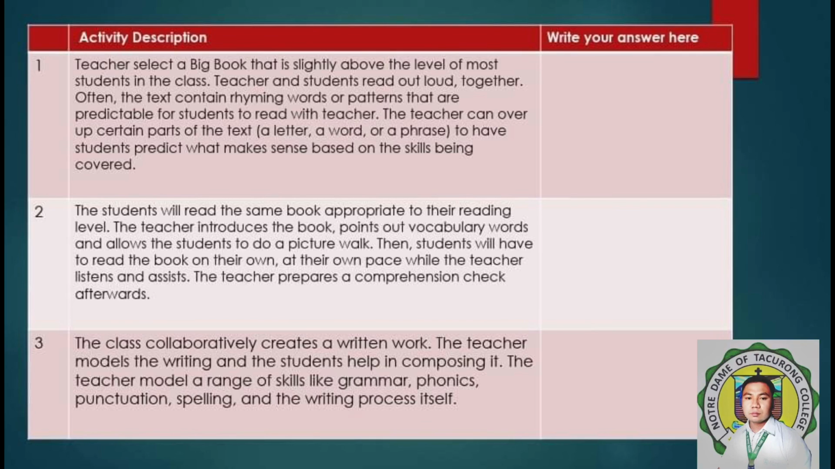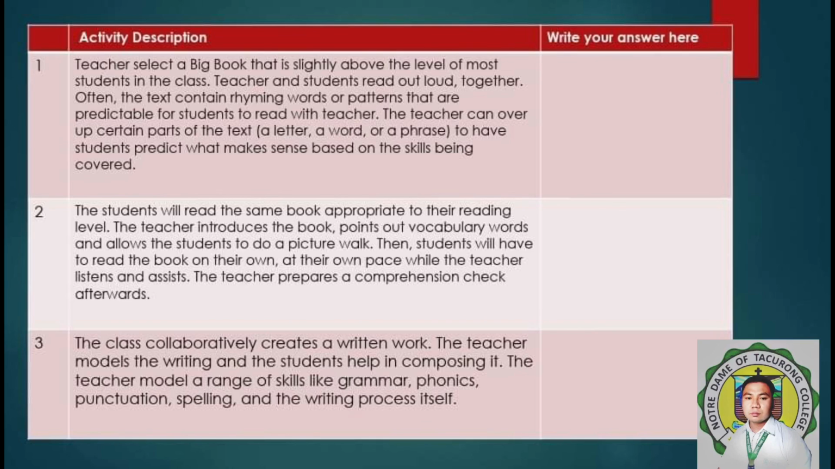Teachers select a book that is slightly above the level of most students in class. Teacher and students read aloud together. Often, the text contains rhyming words or patterns that are predictable for students to read with the teacher. The teacher can overlap certain parts of the text, a letter, a word, or a phrase, to have students predict what makes sense based on the skills being covered.